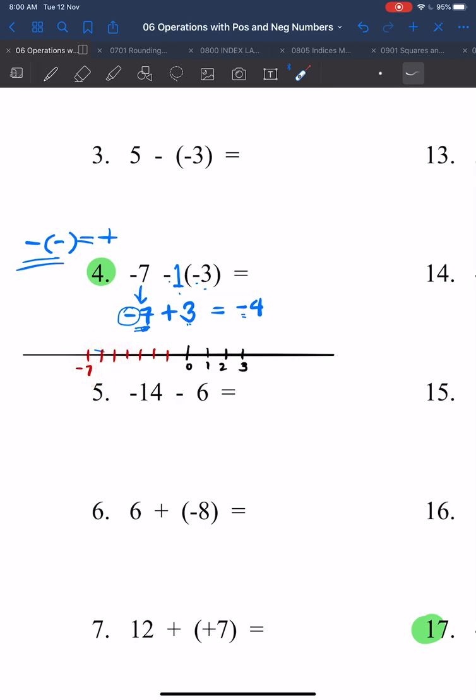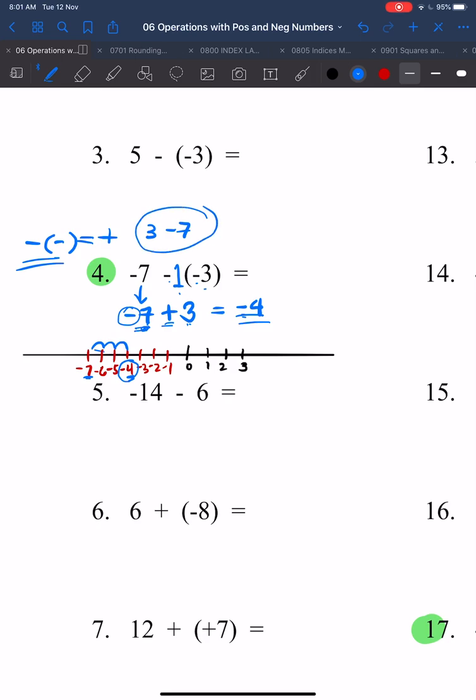Okay, so I should have numbered that. So this is negative 6, negative 5, negative 4, negative 3, negative 2, negative 1. Okay, so negative 7, move 3 spaces to the right because it's positive. 1, 2, 3. And what's the answer? Negative 4.